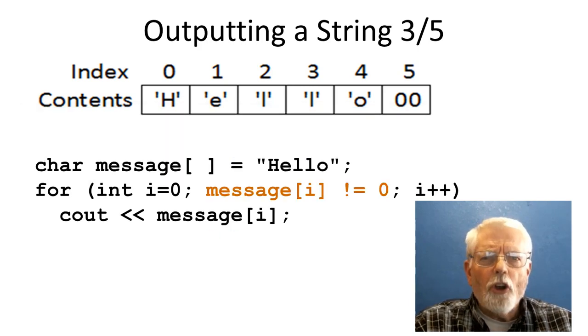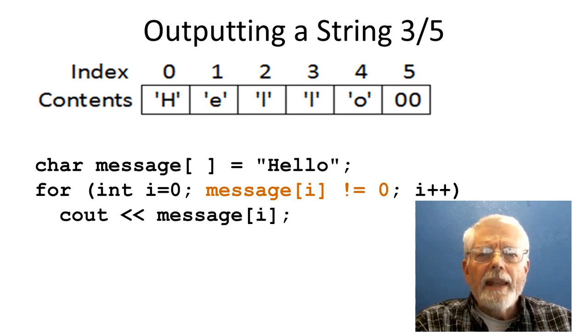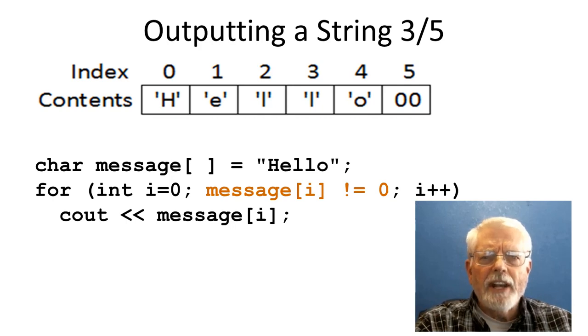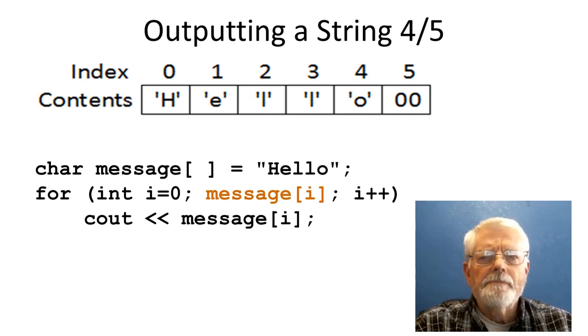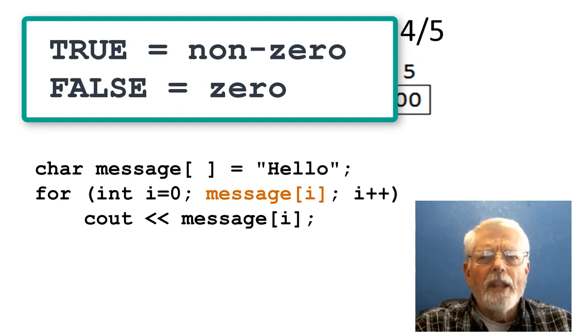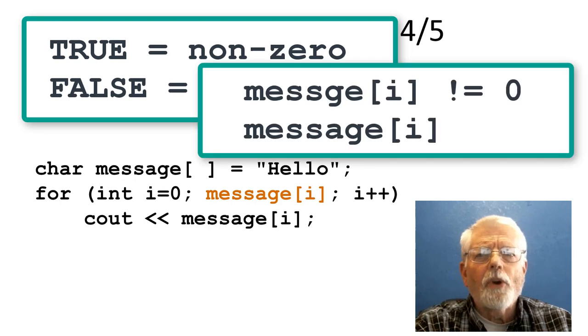We can just look for the end of string, EOS, instead of a character count. This way, any length of string can be processed without first needing to know the length of the string. In C and C++, a character can also be treated as an integer. The definition of true is non-zero and false is 0. It is not necessary to test for non-zero, message[i] not equal to 0. Just use message[i]. If message[i] is non-zero, then it is true. If message[i] is 0, then it is false.